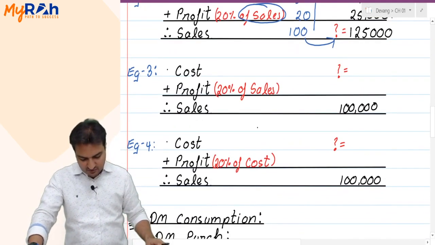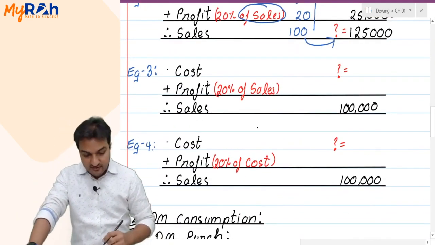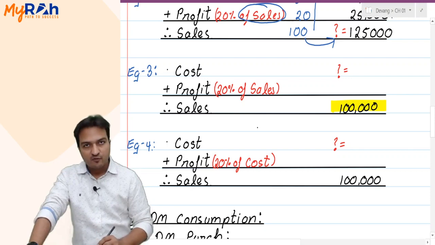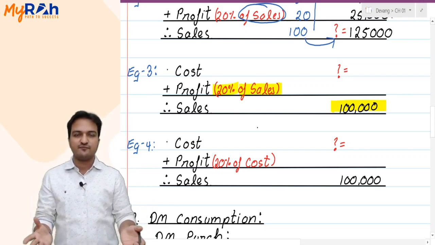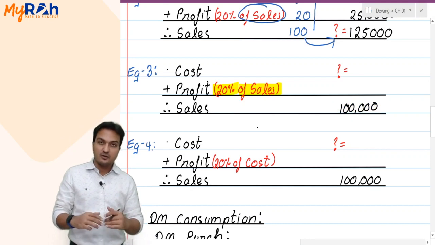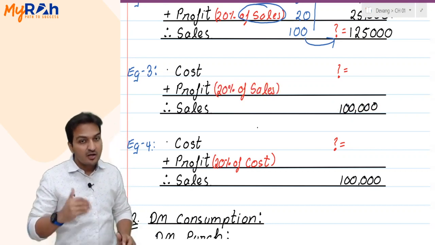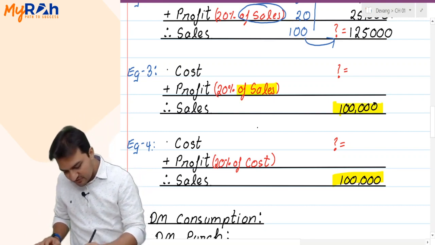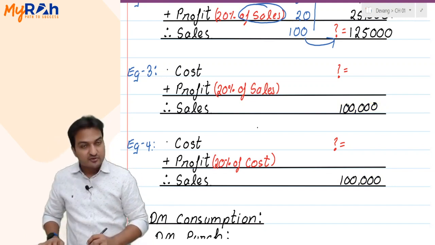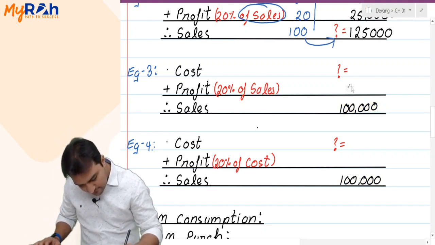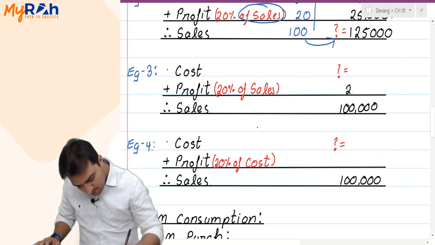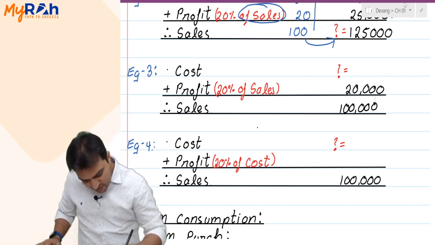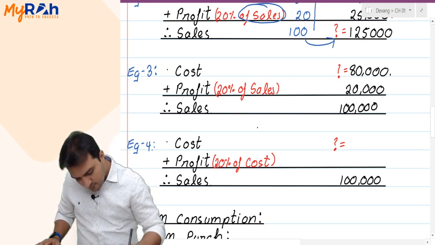Same way, example 3, notice. In example 3, I am giving you now reverse. Sales is given as 1 lakh. Profit is given as 20% of sales itself. So there is no need for any assumption here. Your sales is given as 1 lakh, and profit is given based on sales itself, so directly you can put down the profit. 20% of sales, so 20,000 becomes the profit, and accordingly reverse will give you 80,000 as the cost.